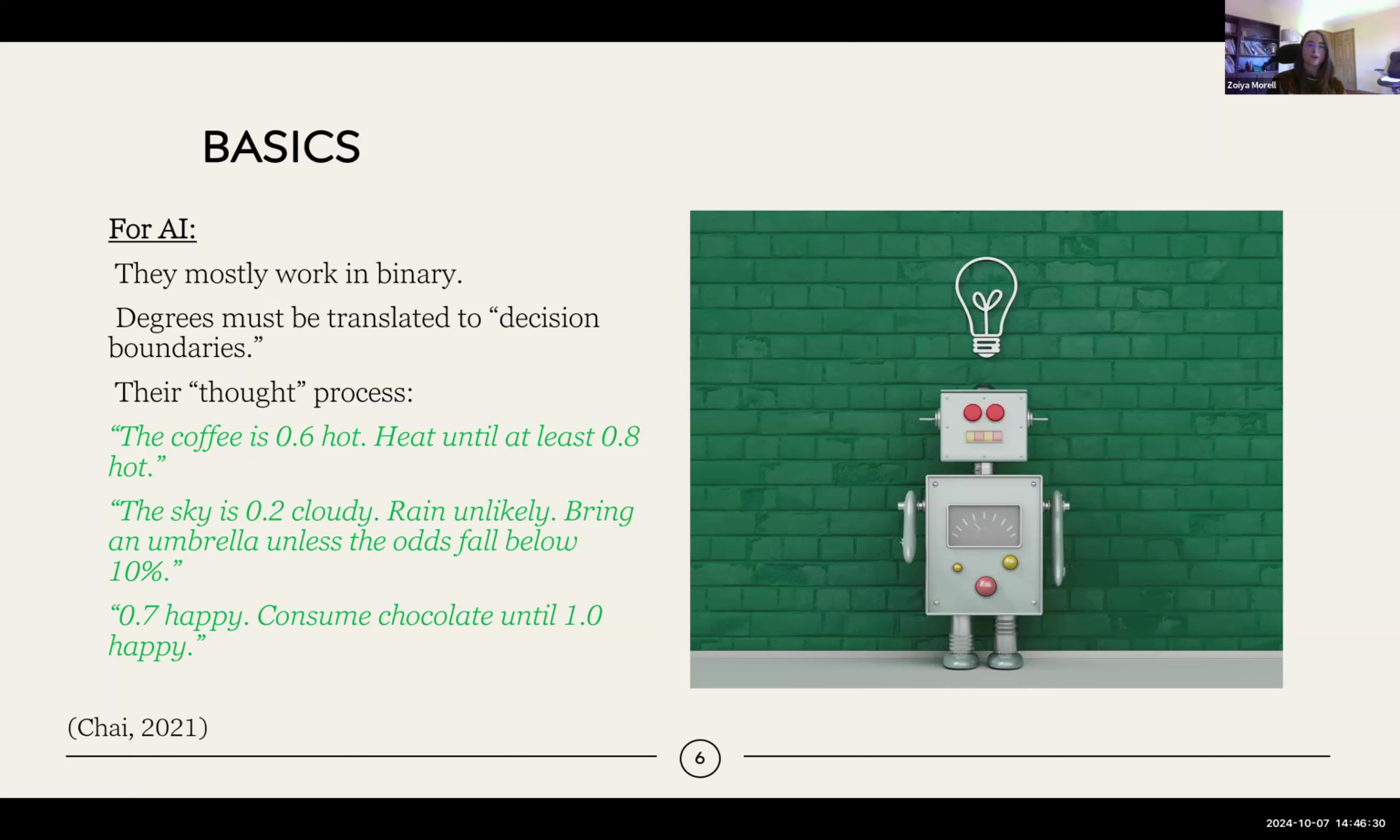It might be something like, this coffee is 0.6 hot. Heat it until at least 0.8 hot. Or the sky is 0.2 cloudy. Rain is unlikely, but let's bring an umbrella anyway, just because you don't want to chance it. And then 0.7 happy. Consume chocolate until 1.0 happy, so happy equals true.